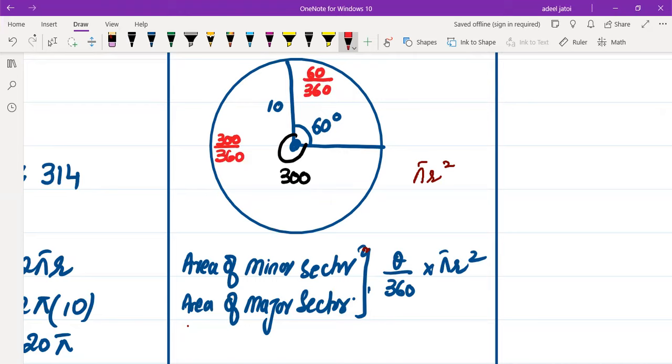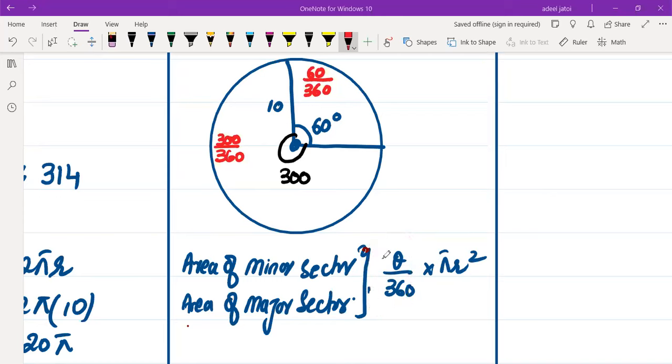And the area comes from what? The circle. The circle area formula is pi r square. So can I say that since I know theta upon 360 is the ratio, this pi r square, the area of the circle, will be multiplied with the ratio of the minor sector or the major sector, depending upon the angle that will be given.